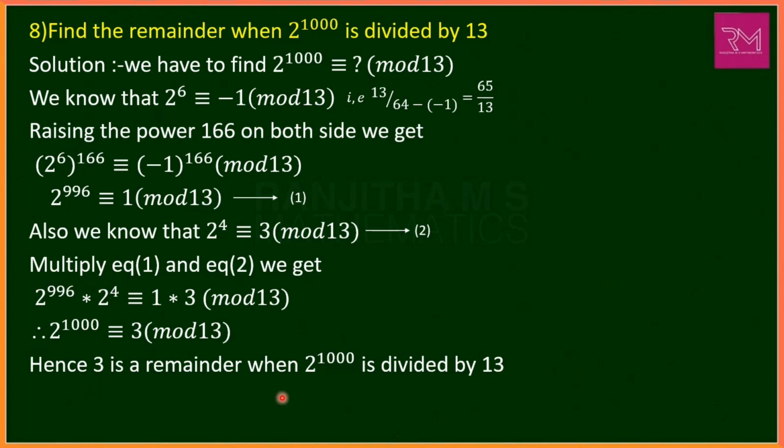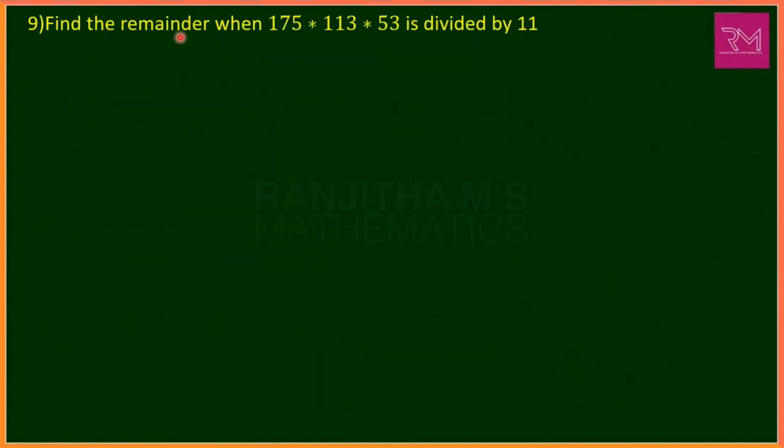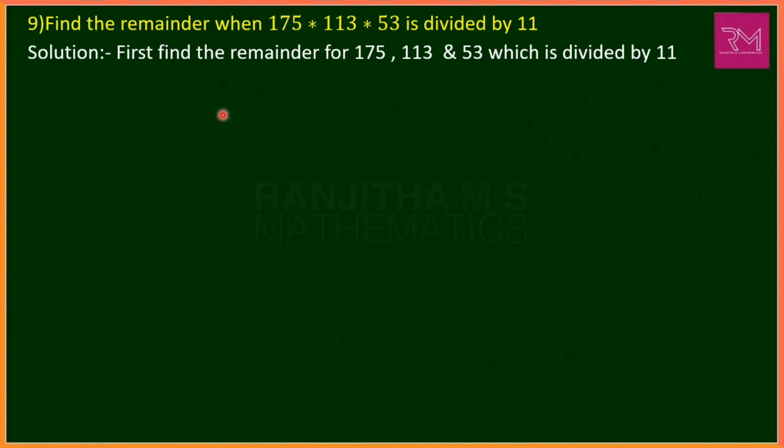This completes the problem. We shall move on to another problem. Find the remainder when 175 into 113 into 53 is divided by 11. Here they have given a problem in a different way. They have given a product of 3 values. We have to find the remainder for this product when it is divided by 11. For this, we first find the remainders for 175, 113 and 53 separately when divided by 11.